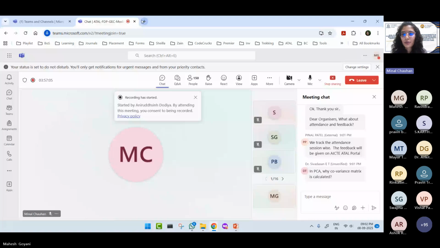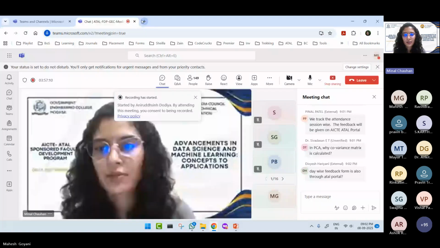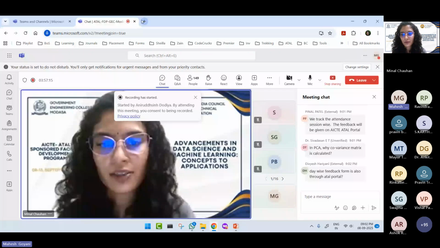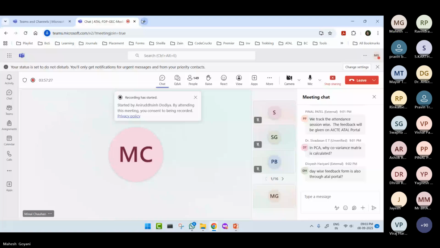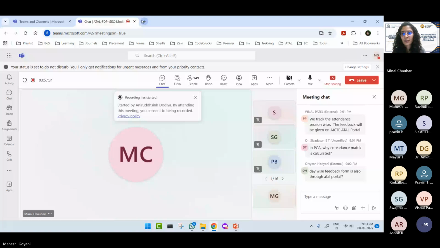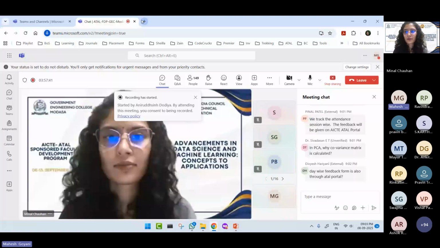Yes, participants, do you have any other questions? You can ask right now. One question in the chat box: is the day-wise feedback form also through the ATAL portal? No, that won't be day-wise. The feedback you have to fill in only once, in the last session, on the last day. Fine. So if there are no more questions, we can conclude the session then.